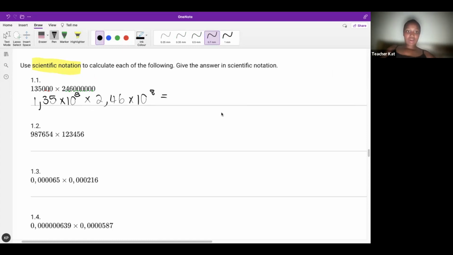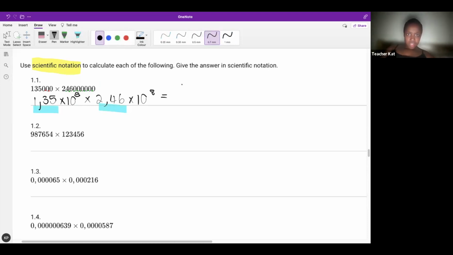equals. Now we need to multiply 1,35 times 2,46. I know I said put away your calculators, take them back out. Hopefully you know how to do long multiplication, but I'm not going to do that now. We don't have time for that. I just want to know 1,35 times 2,46. These two guys is what I want you guys to multiply. These two.